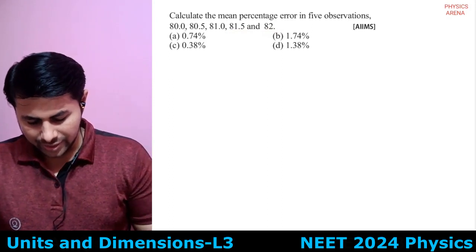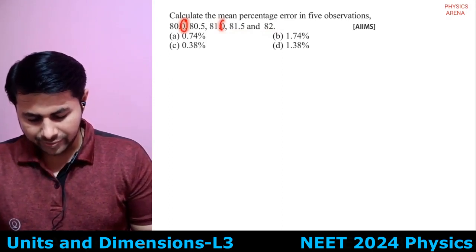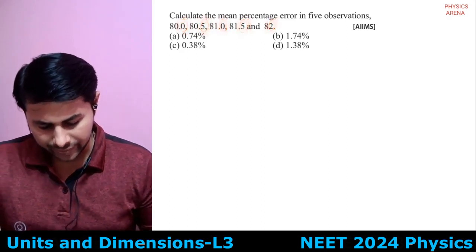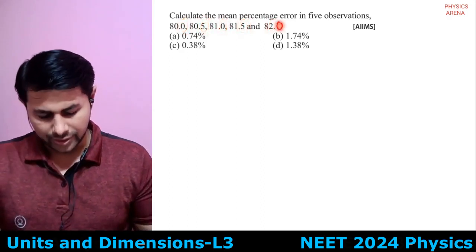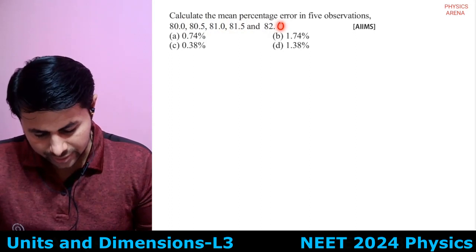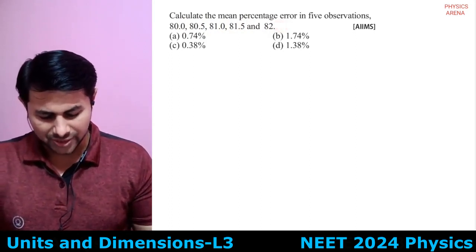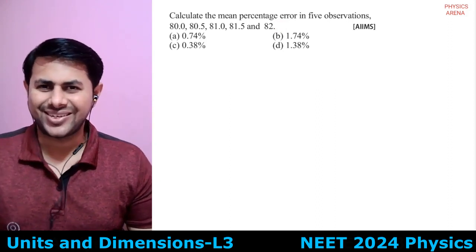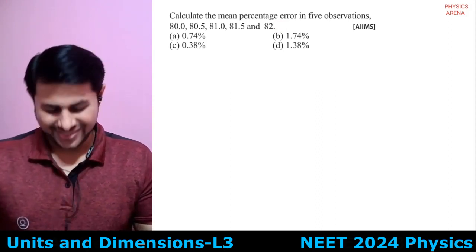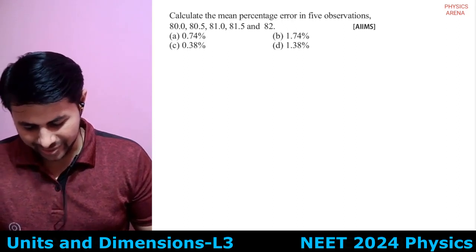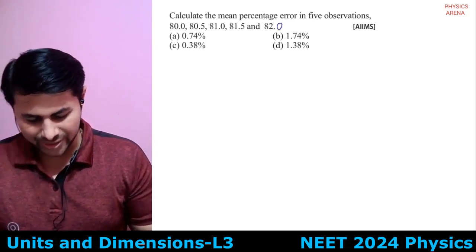Now this is the error digit. The last digit is the error digit. Oh no, there is some print mistake. So can I say this is 82.0? It will not match otherwise. So let's take it as 82.0.